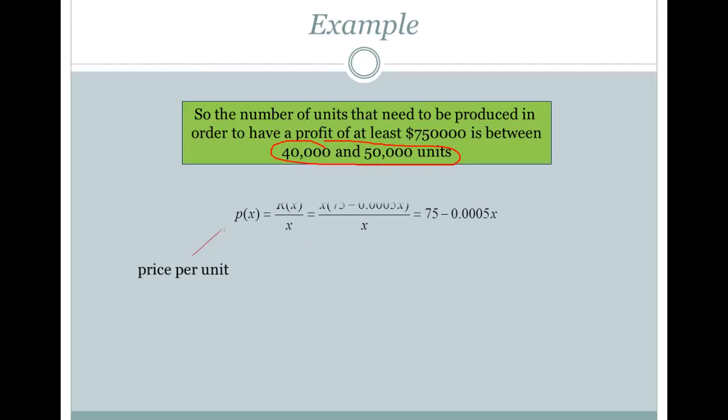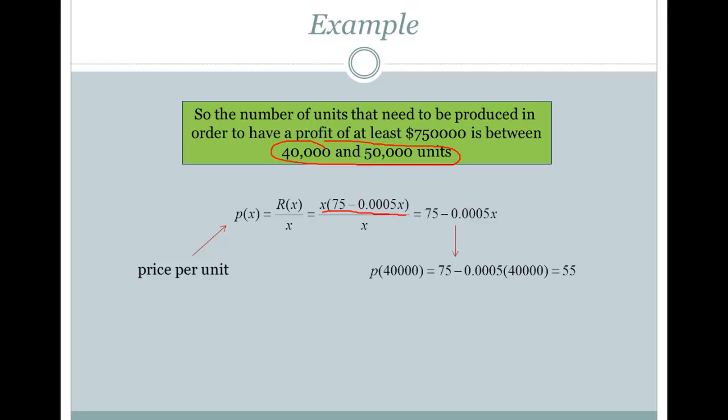Okay. If I want to look at the price per unit, that's going to be the revenue function over x, over the number produced. Going back to a couple of slides ago where the revenue function was right here, if I divide out by x, it simplifies down here. I know what my x values are. They're between 40,000 and 50,000.